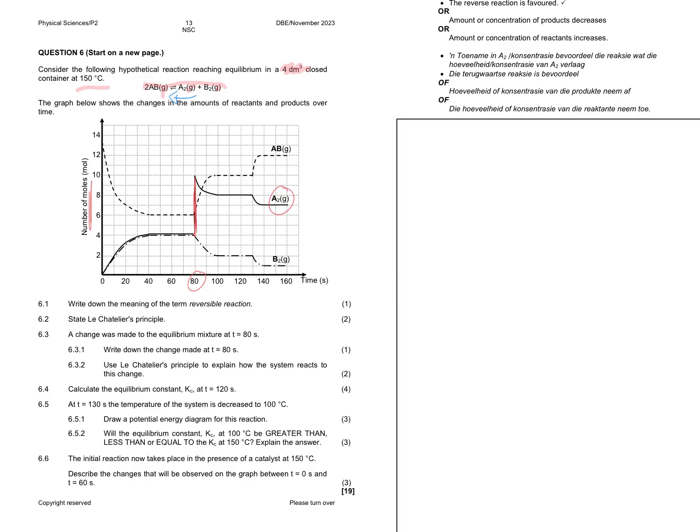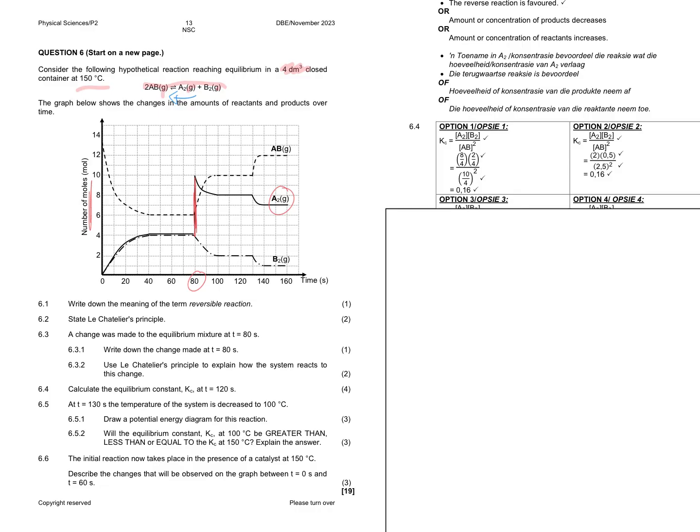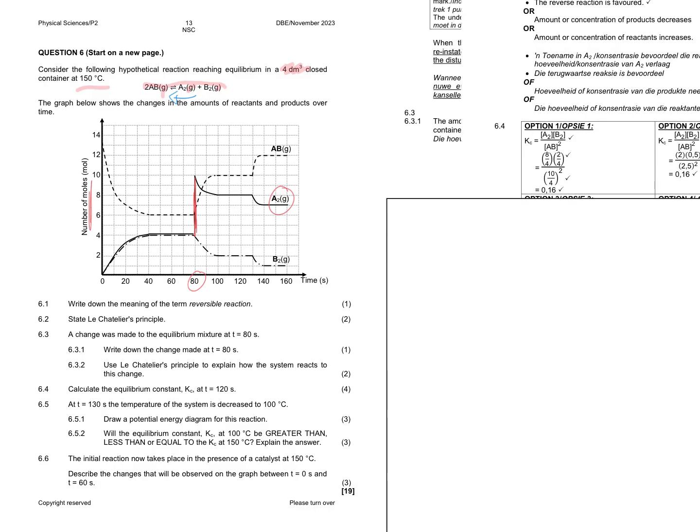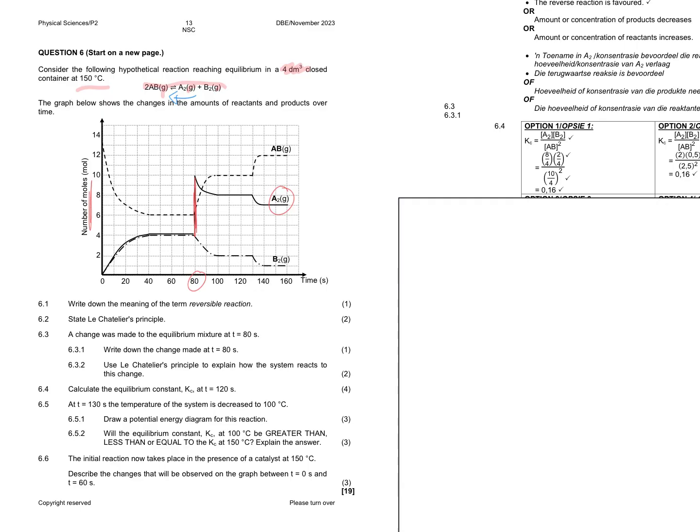Then for 6.4, they say calculate the equilibrium constant. We have been given the number of moles at equilibrium. So this might be confusing, but it's actually a bit easier. This is the Kc statement. The Kc statement is A2, B2 at the top. So the products are at the top. It's products over reactants always. And the reactants have a square because there's a 2 in front of the reactants. And so this is the Kc statement.